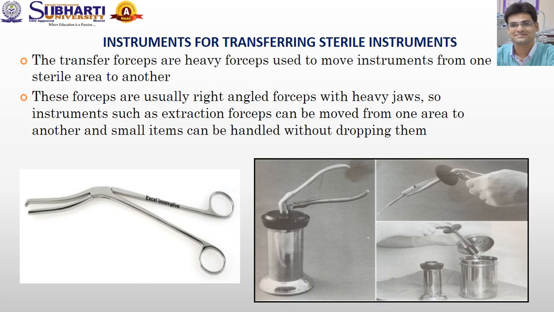Instrument for transferring sterile instrument. The transfer forceps are heavy forceps used to move instruments from one sterile area to another. These forceps are usually right angle forceps with heavy jaws, so instruments such as extraction forceps and dental elevators can be moved from one area to another and small items can be handled without dropping them. The most commonly used instrument for transferring is Chittle forceps. These instruments are usually dipped in a container which contains antiseptic solution.